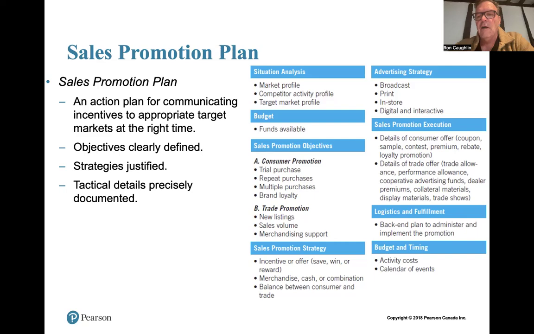So the details of the offer. What are you going to do? Is it going to be a coupon? Is it going to be a contest? Is it going to be a rebate? The details of the trade offer as well. And then not to forget logistics and fulfillment, the back-end planning and administration of all the pricing, and the budget and the timing.